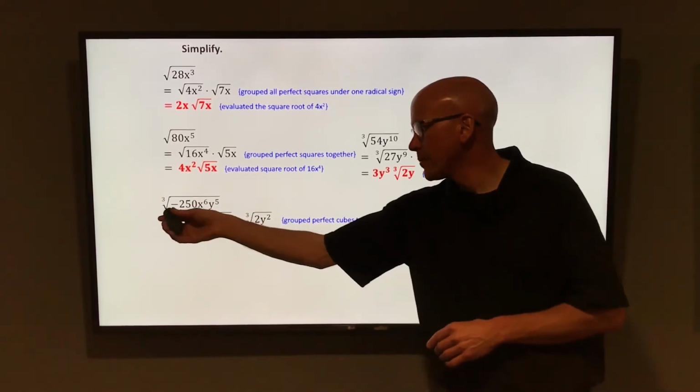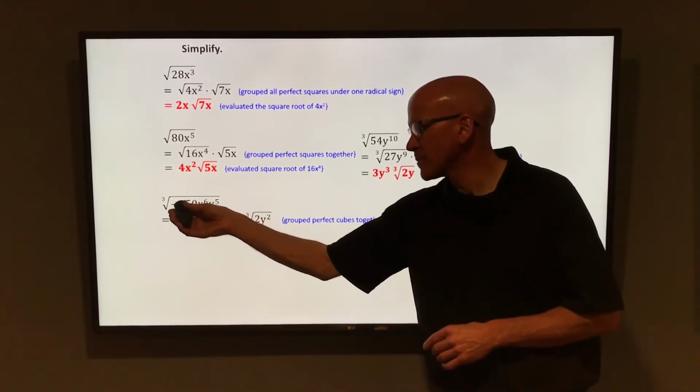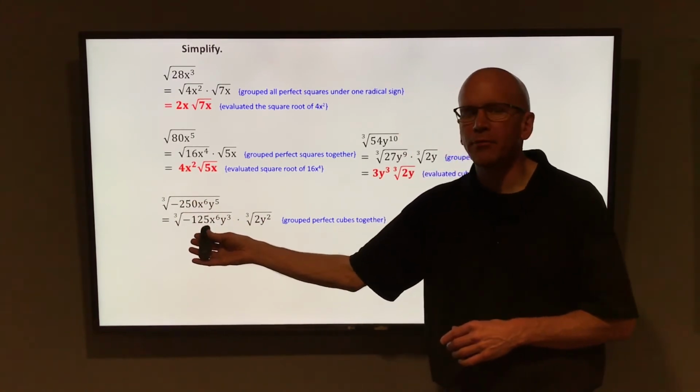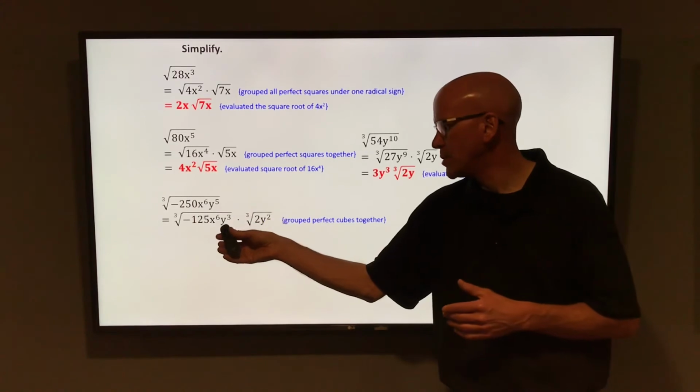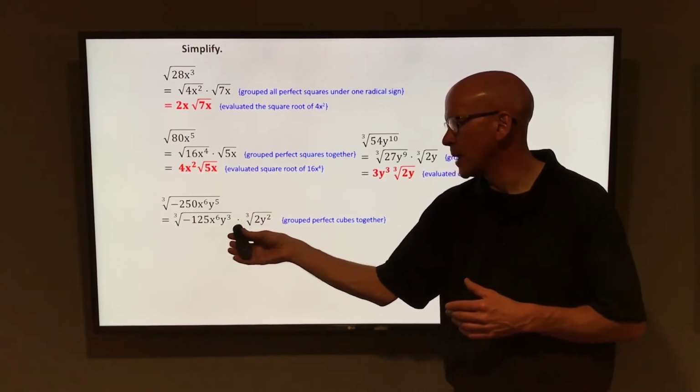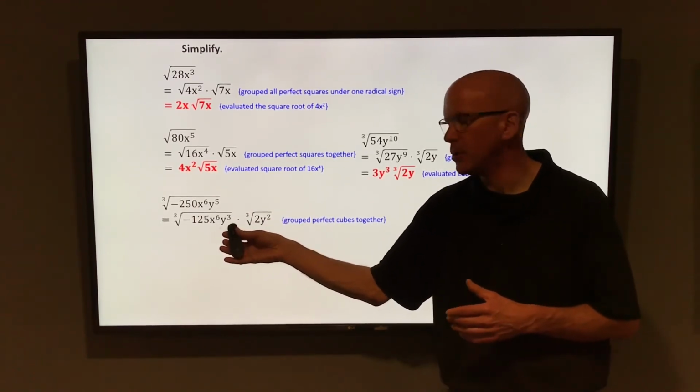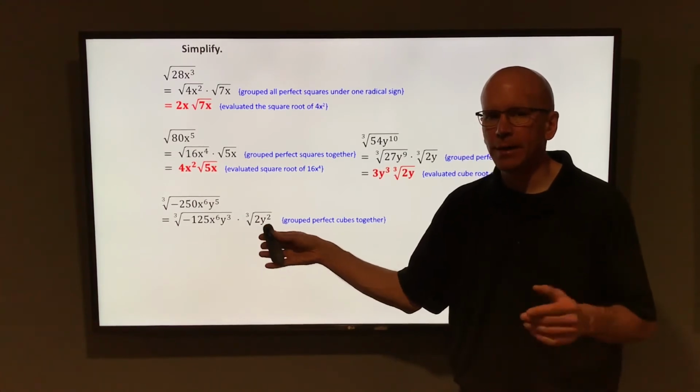And for the cube root of x to the 6th, that 6 is divisible by 3, so that's already a perfect cube. For the y to the 5th, that's not a perfect cube, but you can break that into y to the 3rd and y squared. Y to the 3rd is a perfect cube, and then the y squared will not break down again.